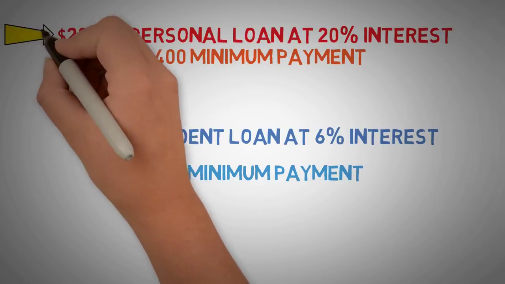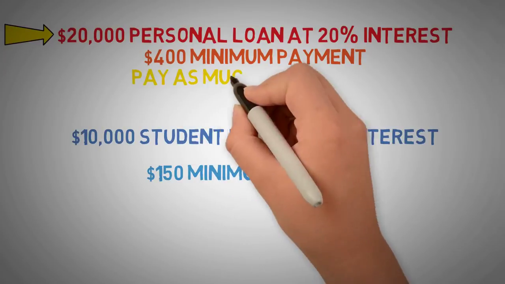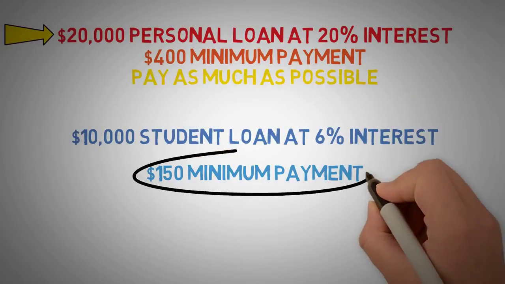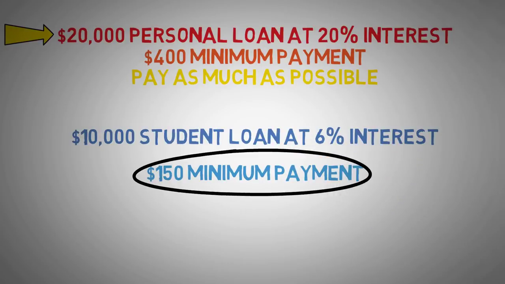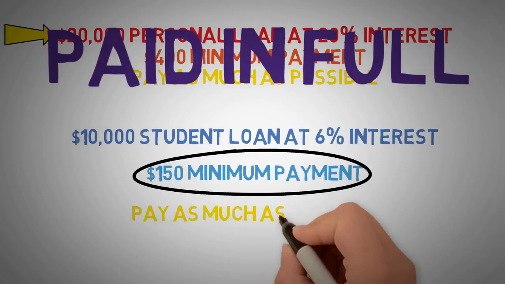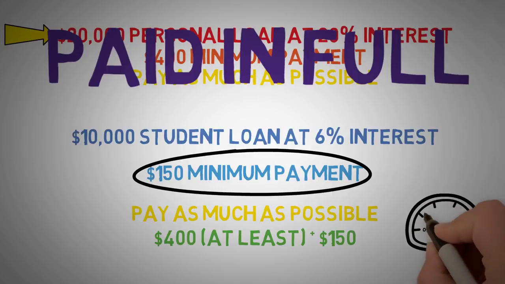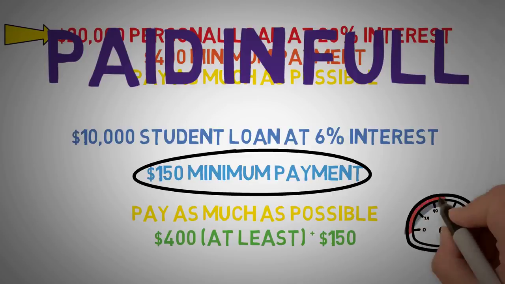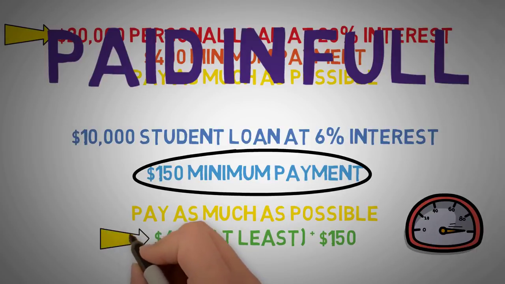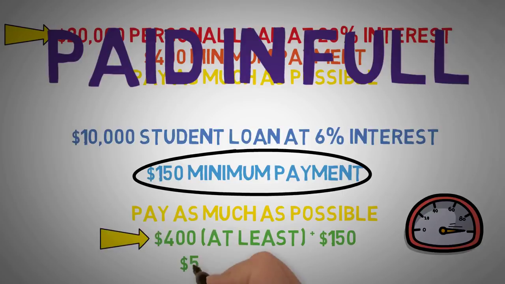Using the debt avalanche, you'd pay off the $20,000 personal loan, throwing as much money as you can at it and only making the minimum payment on the student loan because the interest rate is so much lower. Then, once the personal loan is paid in full, you'd move on to the student loan. Apply what you were previously paying for the debt that is paid off to the next debt. In other words, even though the personal loan is paid off, you're now paying that much extra on the student loan, accelerating the payoff substantially. Instead of continuing to pay $150 per month on the student loan, now you're paying at least the $400 per month you were paying on the personal loan and the $150 for the student loan.